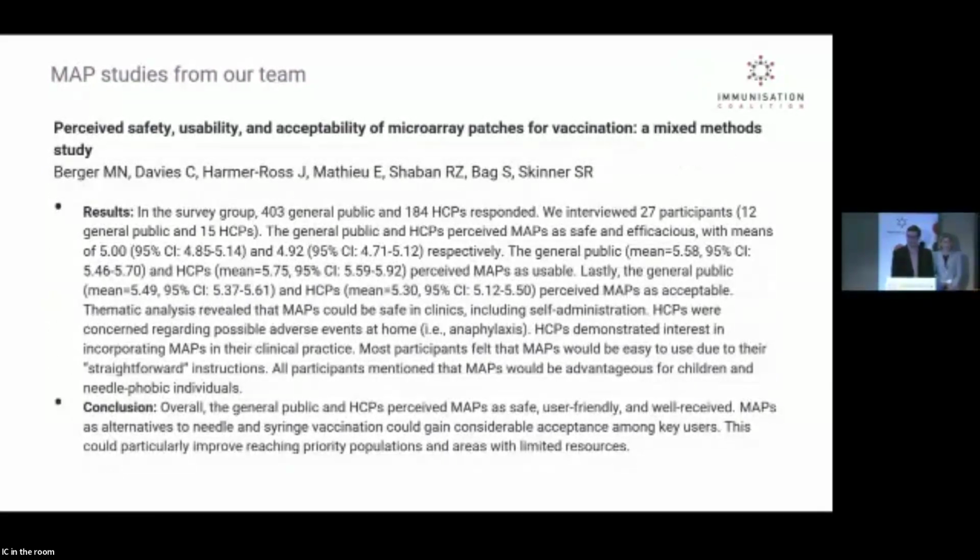I should mention, before they attended their survey or their interview, they did watch the video demonstration that I was trying to show you earlier on, and they read the instructions for use. So overall, we found that the general public and healthcare professionals shared similar ideas, that it was safe and effective, that it was easy to use and acceptable.